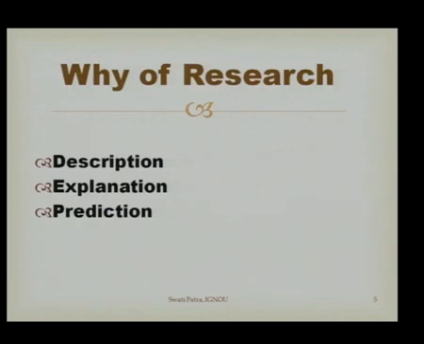So earlier I described that there are different aspects of research, that is, finding out relationship, difference, finding out the impact, and doing prediction. So when we are talking about the why of research, this is also related to that. So broadly, we can say that the why of research is centered around description, explanation, and prediction of different phenomena.